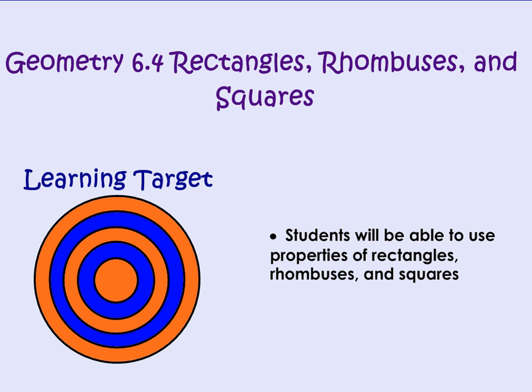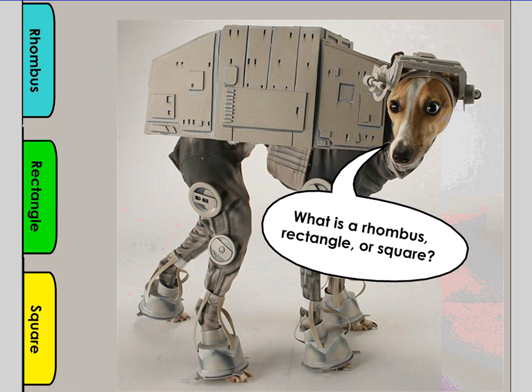Section 6.4, Rectangles, Rhombuses, and Squares. By the end of this lesson, you should be able to use properties of rectangles, rhombuses, and squares. Oh my. Well, what is a rhombus, rectangle, or square?